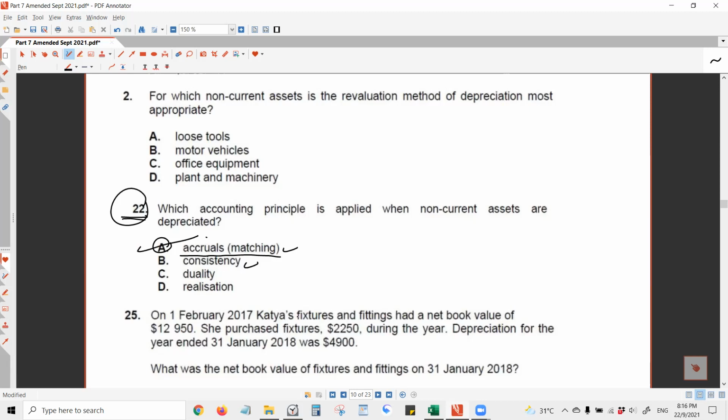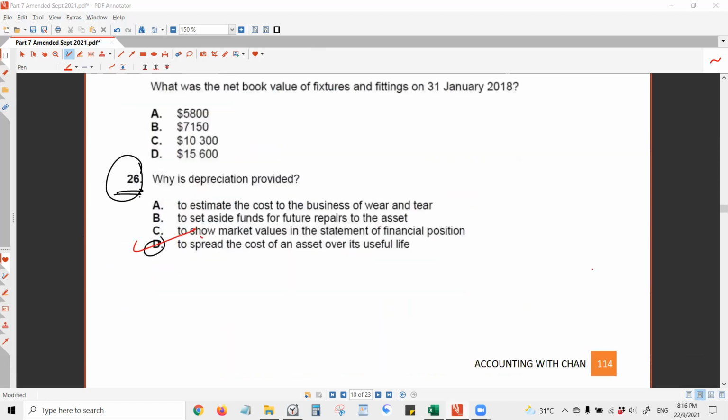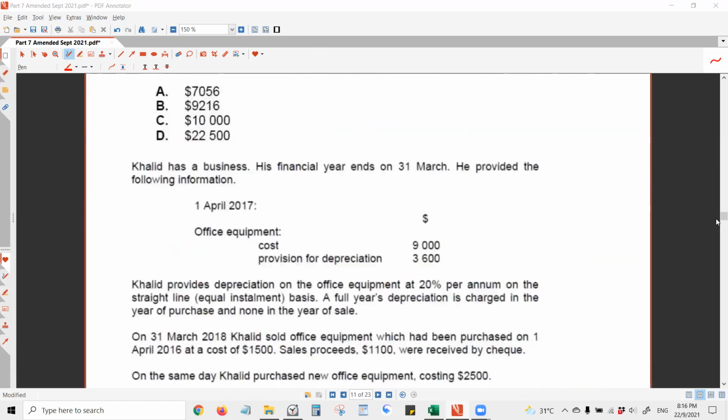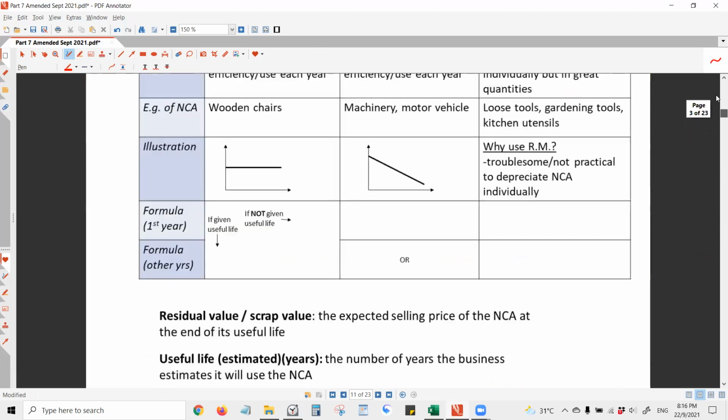Okay, well done. Now, 26, very easy. Answer is D. Okay, all of you did correctly, the 5 of you. Okay, now let's continue. Let's get back to the notes.